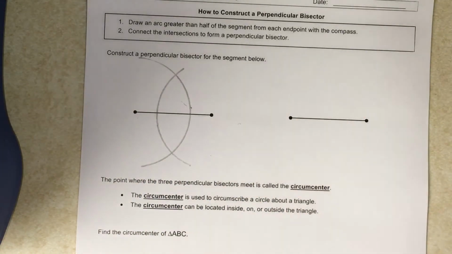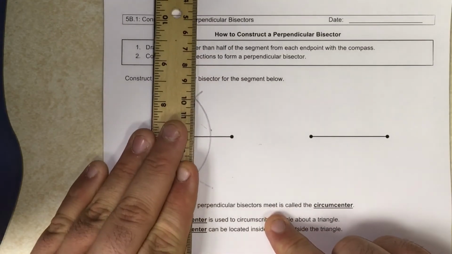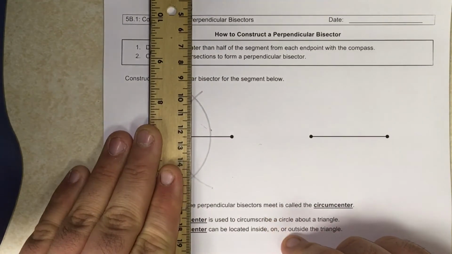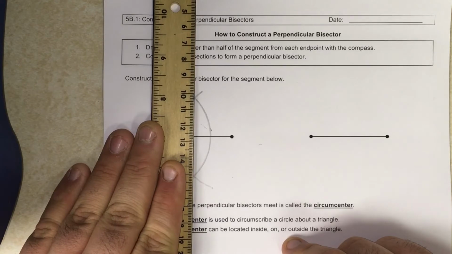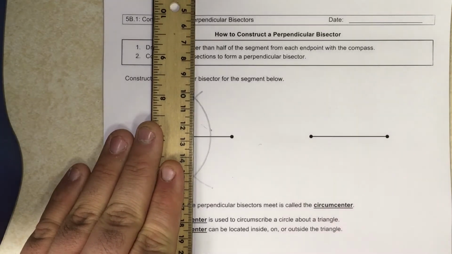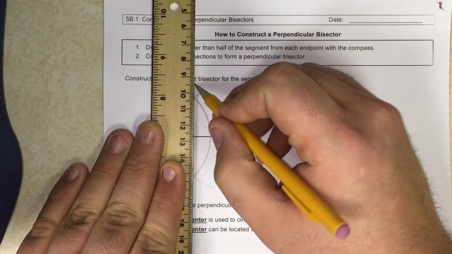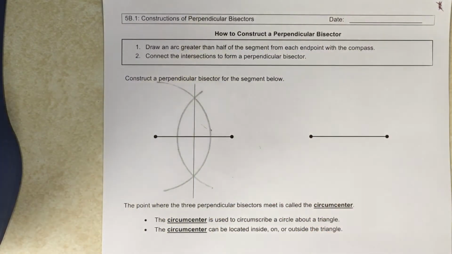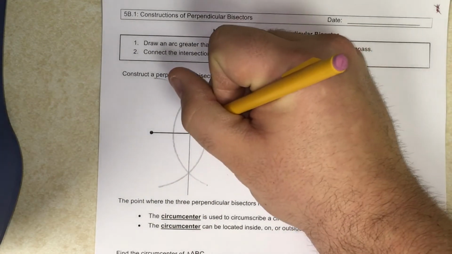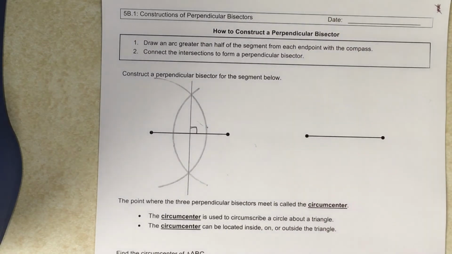After you have done that, you'll go ahead and take your straight edge, or any ruler that'll do. You want to be as precise with this as possible. So line it up the best that you can with the two points of intersection. Take a pencil, draw your line. This line right here is a perpendicular bisector.